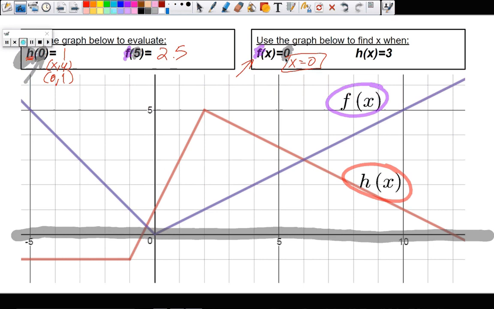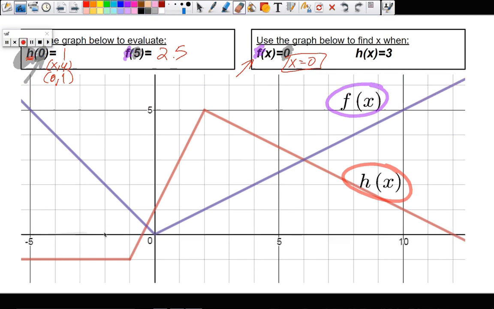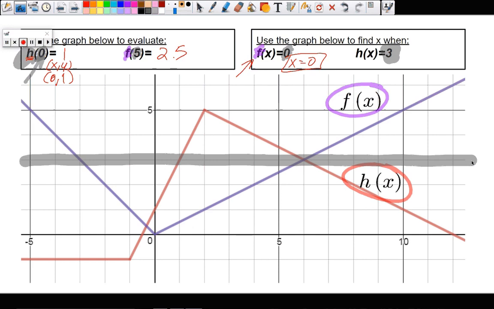Now let's try h of x is equal to 3. So now, here we go. I gave you the output y value. We find y is equal to 3. And we want to know when on h would I touch that horizontal value of y equals 3. 6, and where else? 1. So we're going to say at x equals 1 and 6. You can do it like this if you want. Either way will be okay.